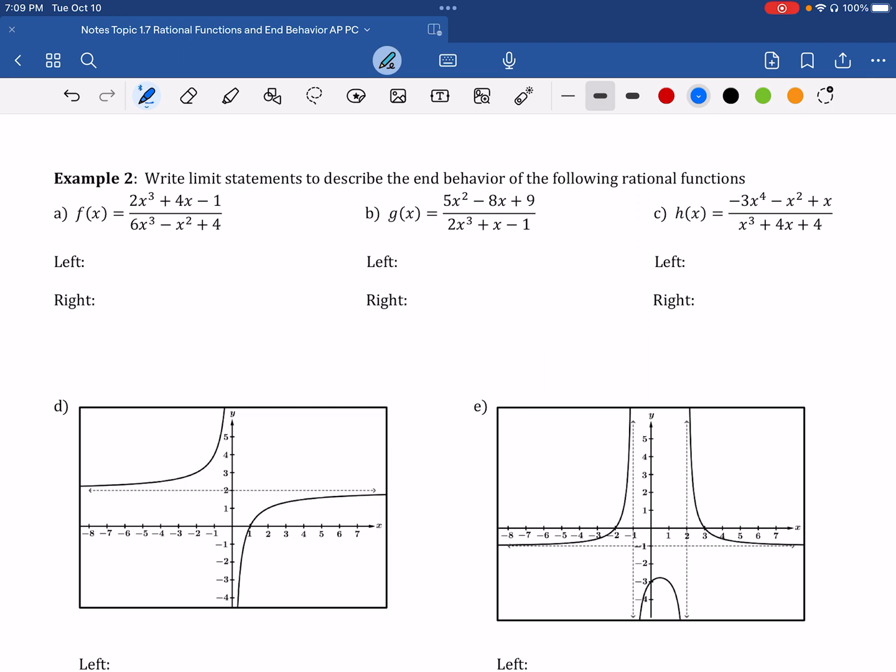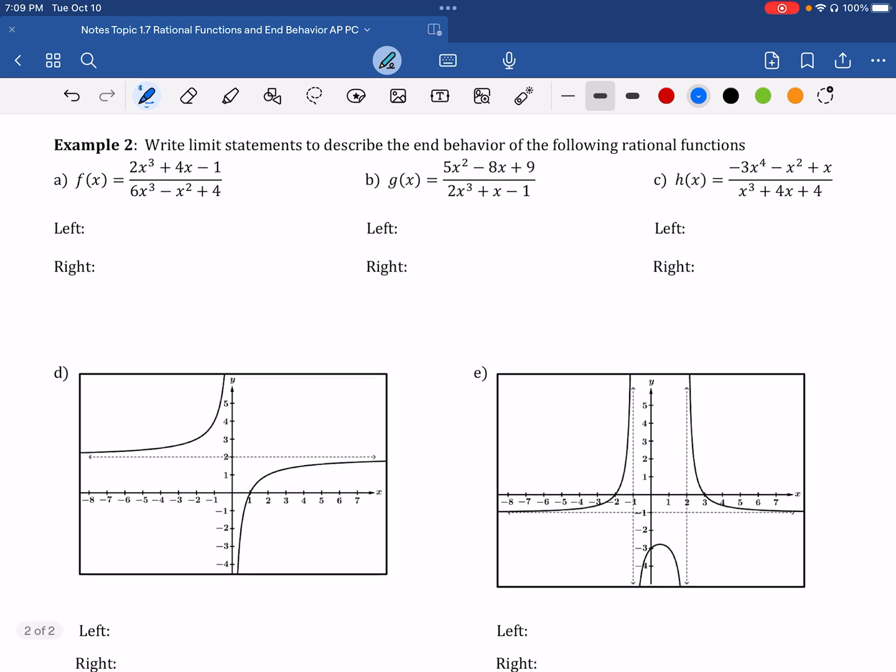Okay, so we want to write some limit statements to describe the end behavior of each of these following rational functions. So if we look at this first rational function, we can compare the leading coefficients, and we notice that the leading terms have the same degree. So that tells me I can find a horizontal asymptote by dividing those leading coefficients. So what that tells me is if I were to sketch a rational function, and hey, we haven't really sketched any of these yet.